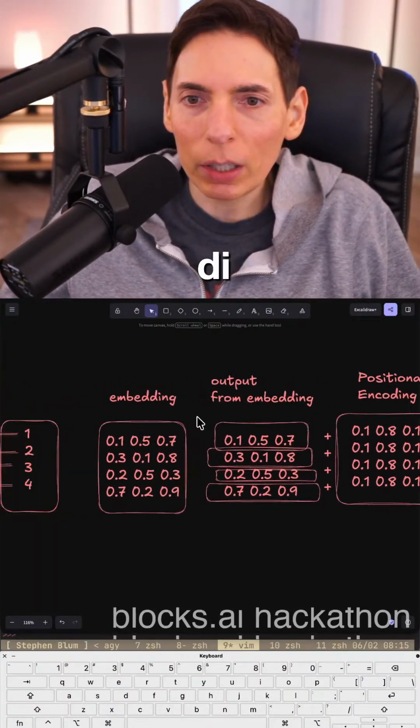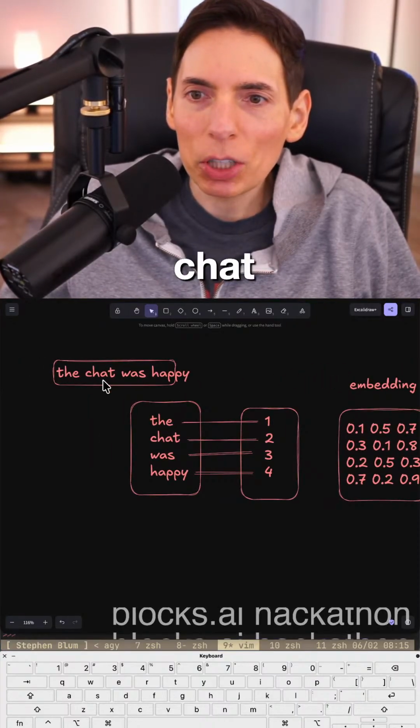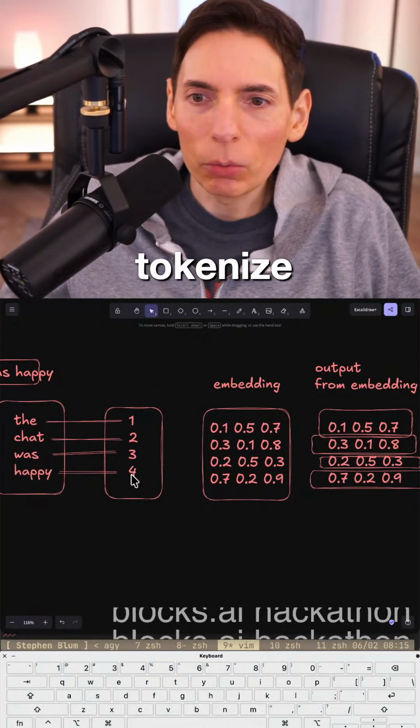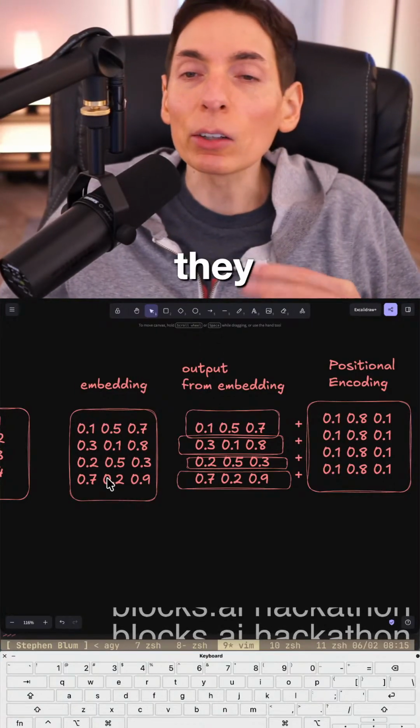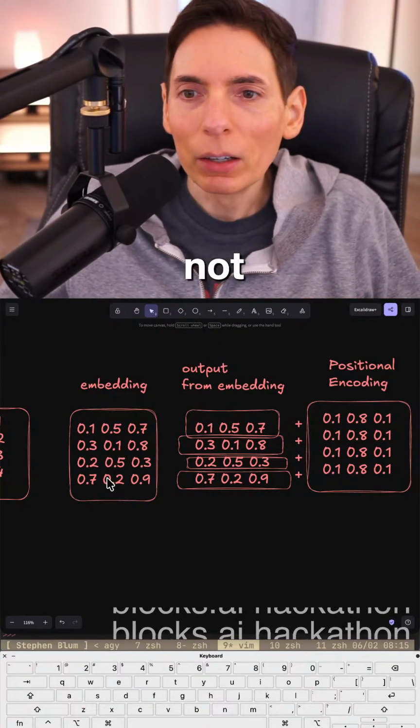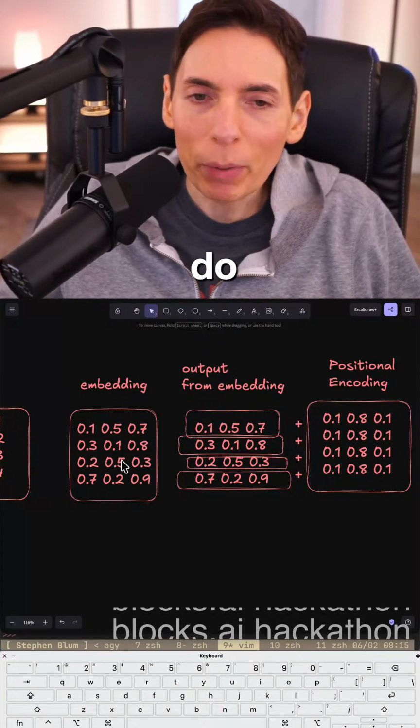So we're going to do a quick little diagram here. We've got the chat was happy. We tokenize it: 1, 2, 3, 4. Then we've got an embedding layer, which you can kind of think of as a bunch of random numbers. They are learned weights eventually. We're not in the feed forward once we do backpropagation.